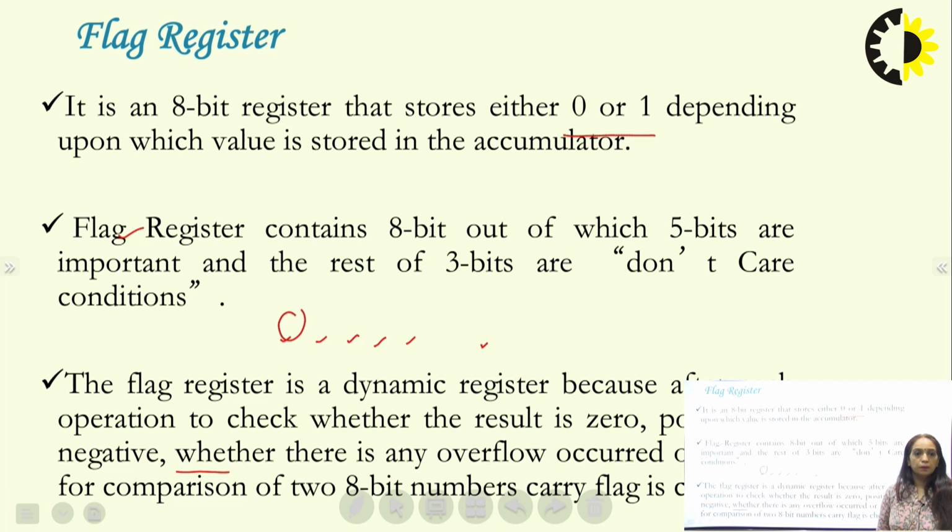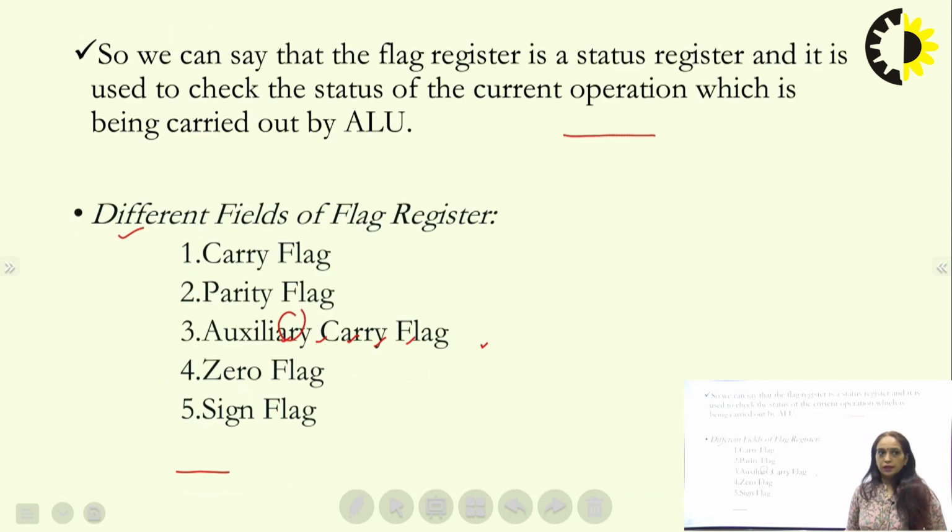Similarly, if you want to compare two numbers, whether your number is greater than, less than or equal, then also your result can be checked in the flag register. So we can say that the flag register is a status register, and it is used to check the status of the current operation. And the 5 different flags which are used by the 8085 are the carry flag, parity flag, auxiliary carry flag, zero flag and sign flag.